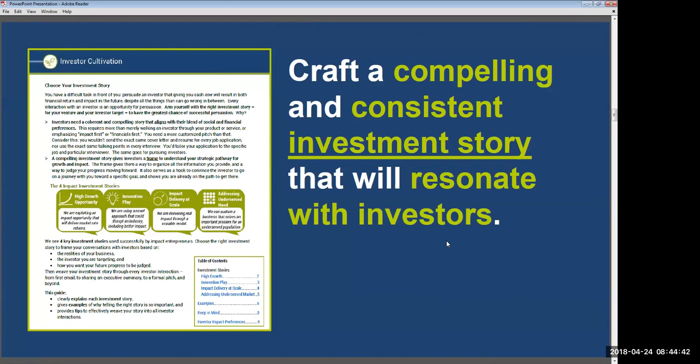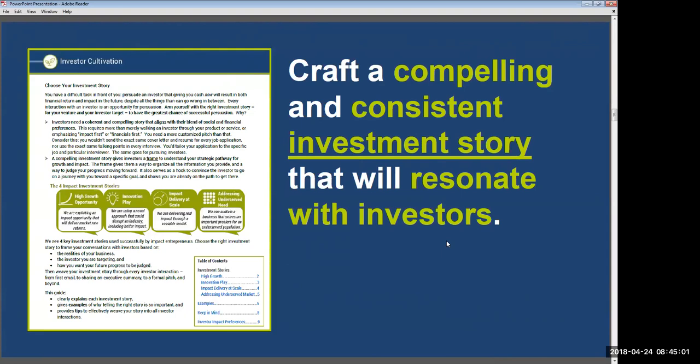What's very confusing for investors is if they get an email from you and it seems like you're one kind of venture, then they see a deck and it seems like you're something else, then they meet with you in person and it seems different entirely. They lose trust that you have a clear and compelling reason for being.